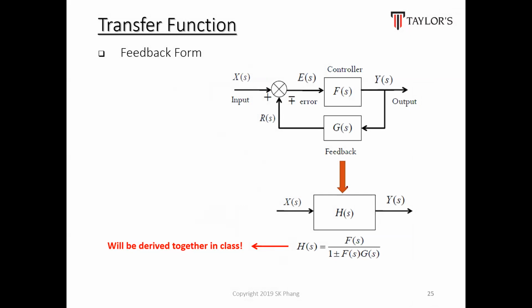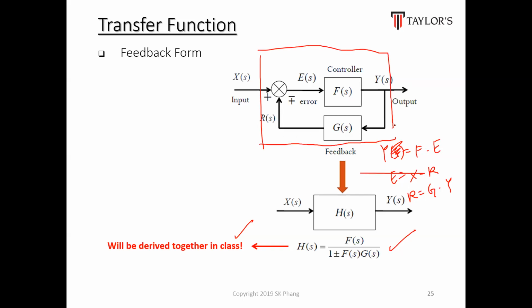Next, for the feedback case, you have watched my lectures, I should have solved this already. So again, you just play around with the mathematics. Y(s) equals F multiplied by E, I'm just lazy to write the s. Then E equals X minus R, and then R equals G multiplied by Y. Then you solve these equations and you will get this transfer function. So although this looks very complicated, you can easily find an equivalent transfer function that represents this.